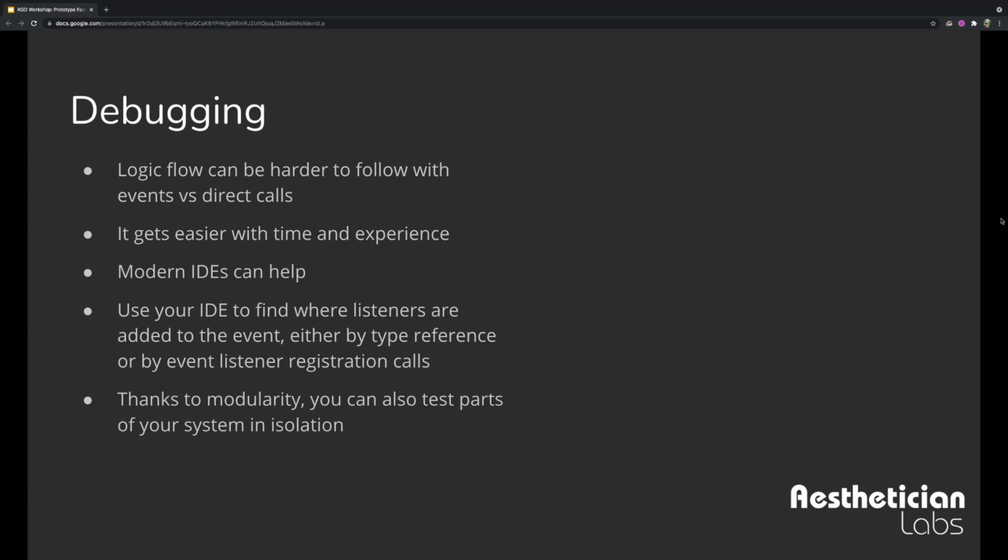Modern IDEs can help with this. Visual Studio, I assume MonoDevelop, Rider, all of them have some kind of way to find usages of a type or references to a type. And so with our system, you could just say, everywhere that this event is used, show me that, and then I'll step through and try to find, okay, well, this is a listener, and so on and so forth.